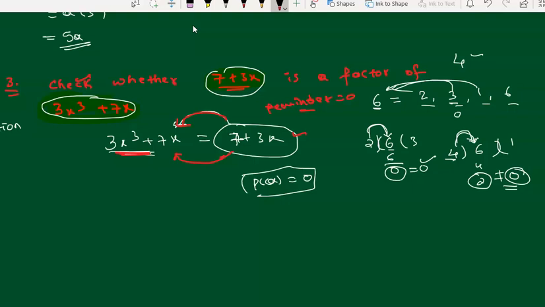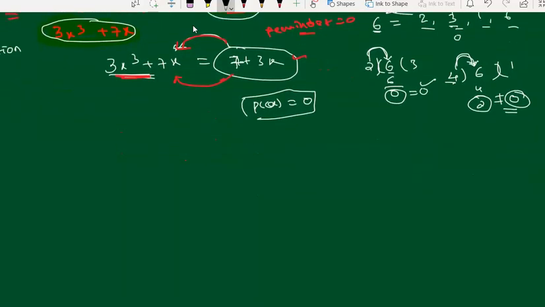So what does the remainder theorem say? Simply you have to find out P of a. So here, I hope you understood this concept. Again the same procedure. What is the given polynomial? P of x is equal to 3x cube plus 7x, he has given. And what is my linear polynomial which is dividing this polynomial? Let's say g of x is equal to 7 plus 3x.